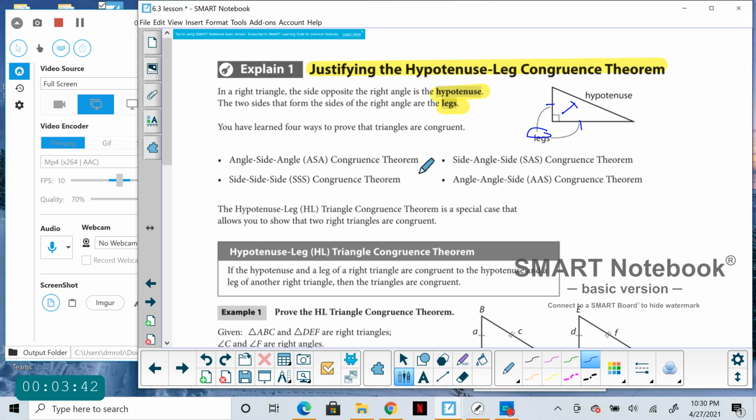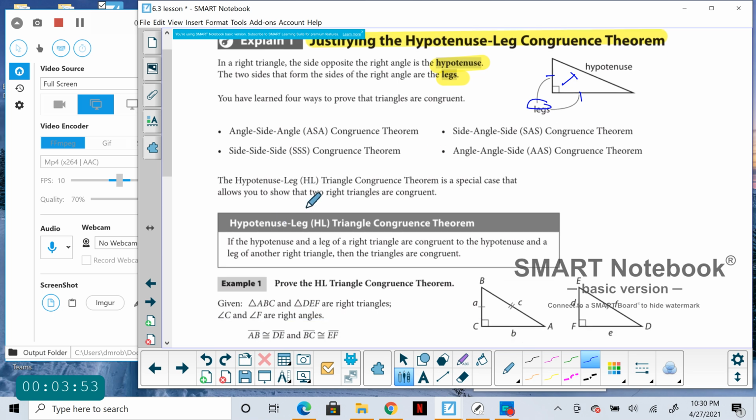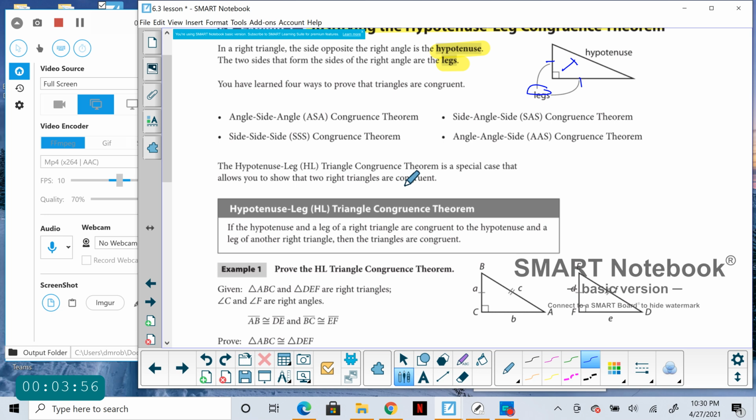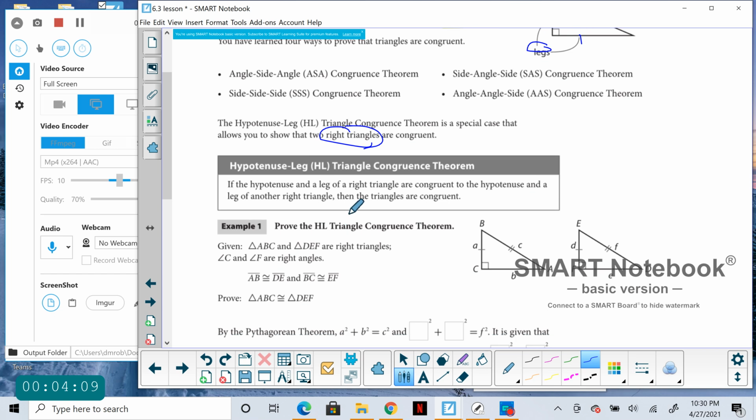So we've already covered angle-side-angle, side-angle-side, side-side-side, and angle-angle-side. Today, the last one is the hypotenuse leg triangle congruence theorem, and it's special because it only works in right triangles. Only in right triangles. The hypotenuse leg congruence theorem states that if the hypotenuse and a leg of a right triangle are congruent to the hypotenuse and a leg of another right triangle, then the triangles are congruent.